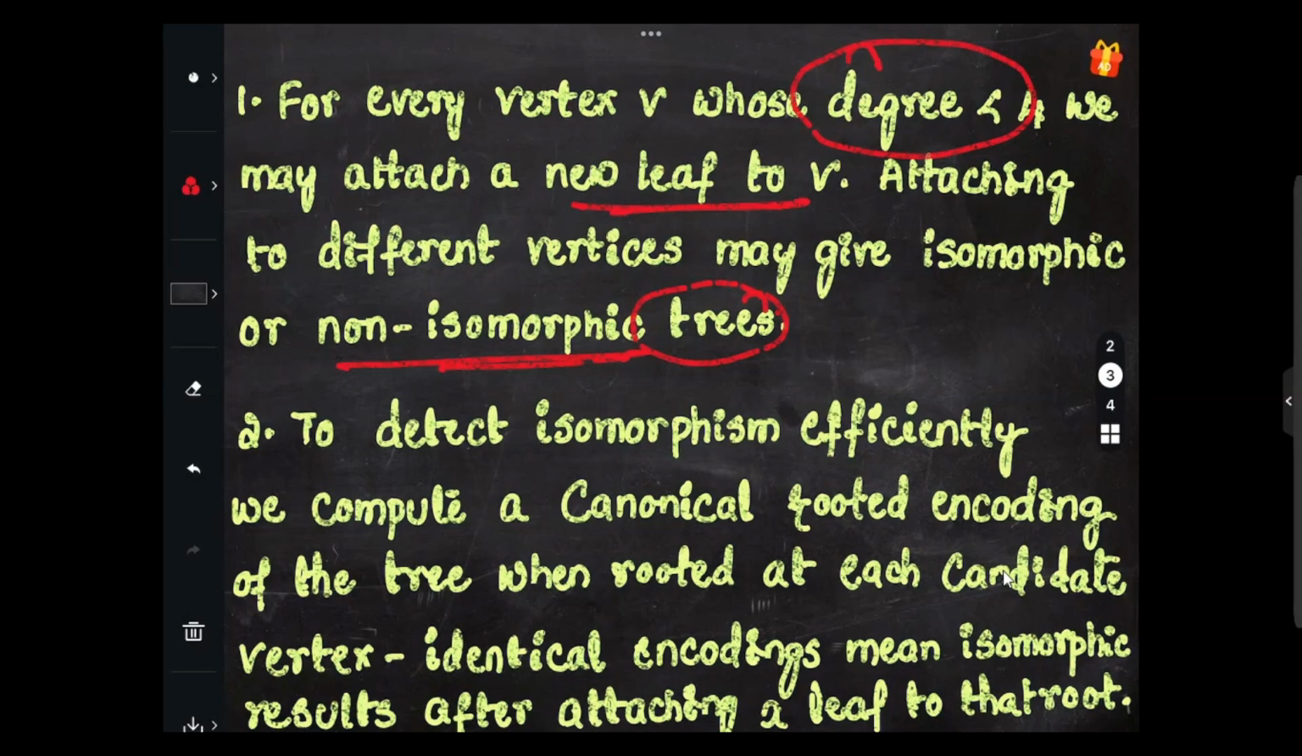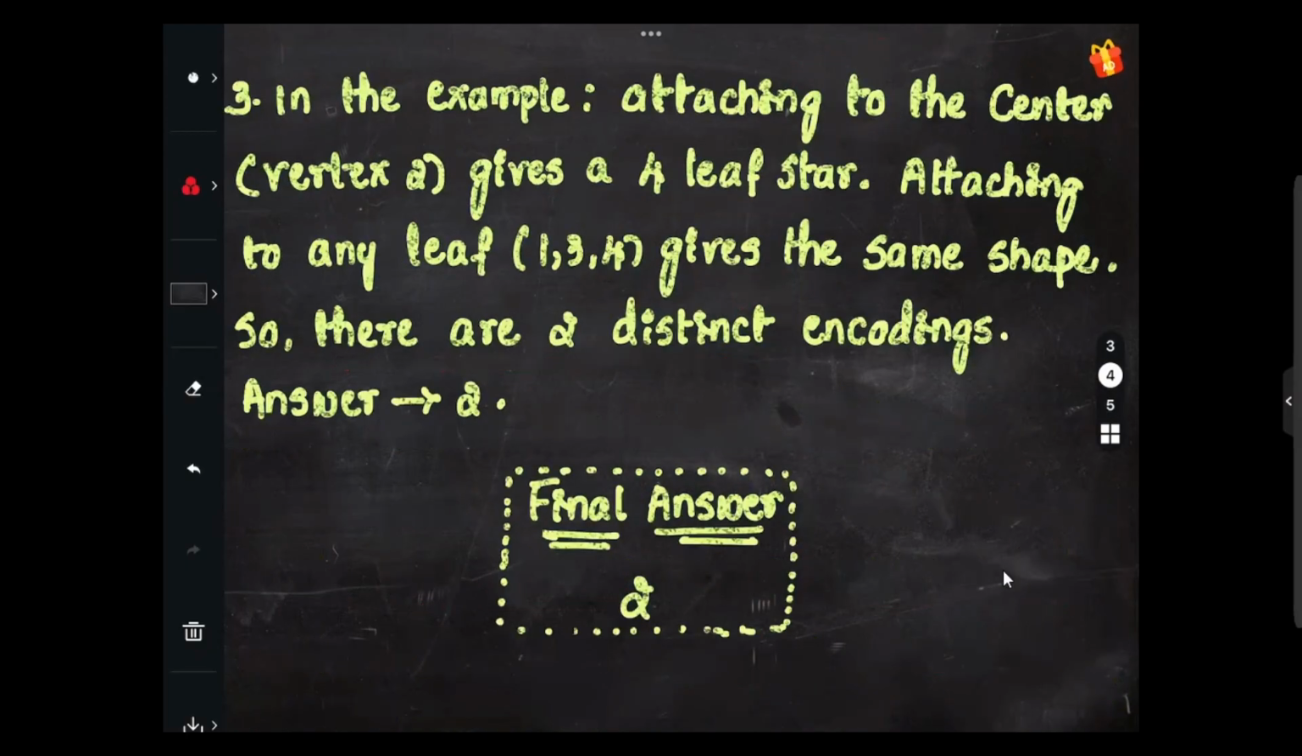To detect the isomorphism efficiently, we will calculate a canonical rooted encoding of the tree. When rooted at each candidate vertex, identical encodings mean isomorphic results after attaching a leaf to that particular vertex. This is fine. Now let's move on with the third part, the example that we have considered.